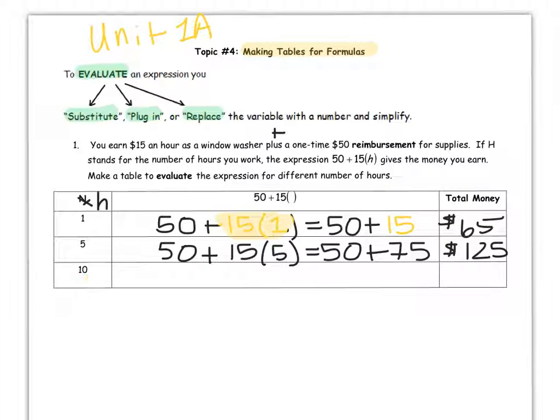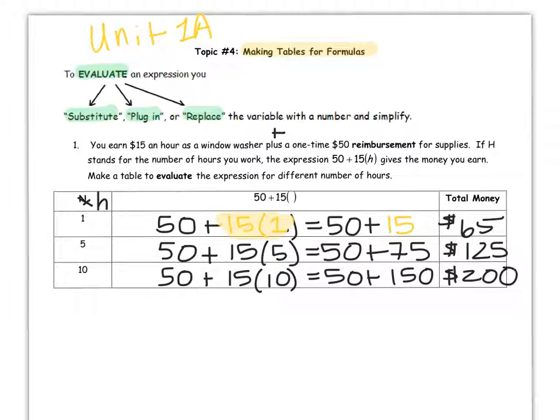All right, let's do the last one, 10. If you work 10 hours, you get 50, that's your one-time fee, plus 15 times however many hours you work. So this should be a 10. Now let's do this. 50 plus 15 times 10 is 150. So 50 plus 150, that means we get 200 dollars. All right?